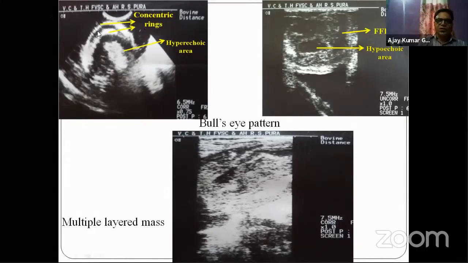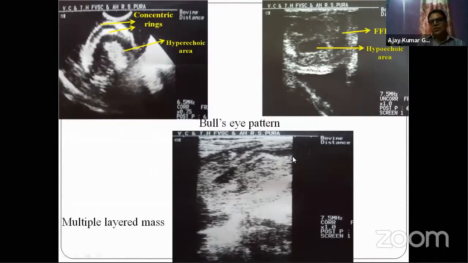These are the upper two pictures. They show you the bull's eye pattern or target lesion. But here also you can see that the picture varies. In one case, the central lumen is hypoechoic, or you can say anechoic, whereas in another picture, the lumen is hyperechoic. So the picture will vary from case to case, depending upon the degree of intussusception, how long it has been there, and whether there is blood in the center of the lumen of the intestine.